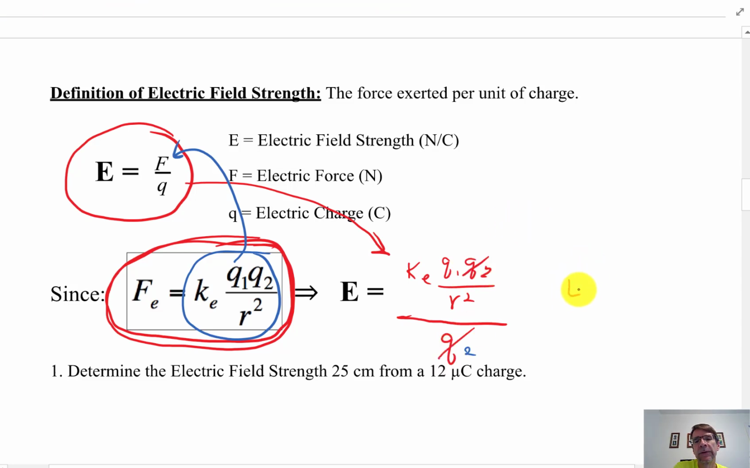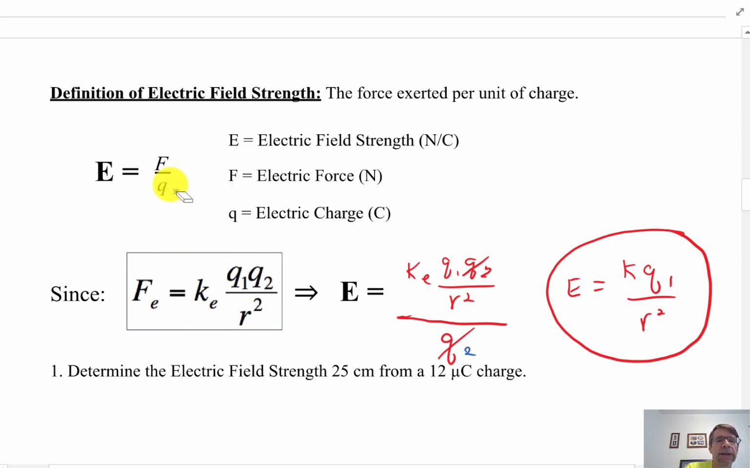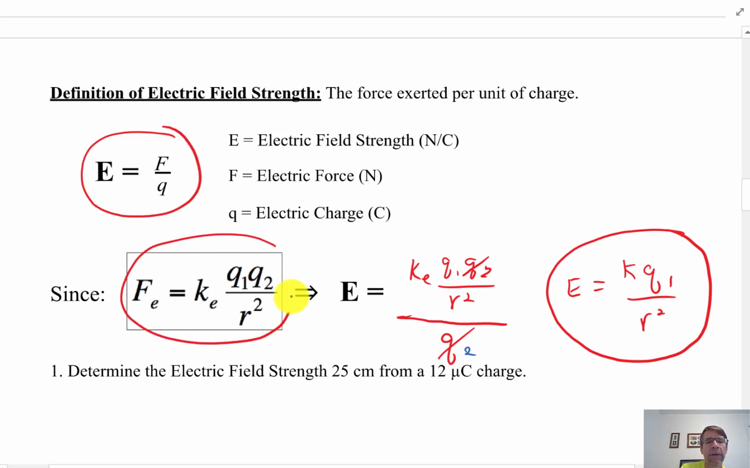What I'm trying to prove to you is that E, electric field strength, is KQ1 over R squared. So there's a third equation here, which is really combining these two equations over here in a circle. That's one of the most theoretical things I've done this year, proving to you that this equation is a combination of those first two equations. I'm going to erase most of that, but the important thing is those three circled equations. We're going to be using those three.